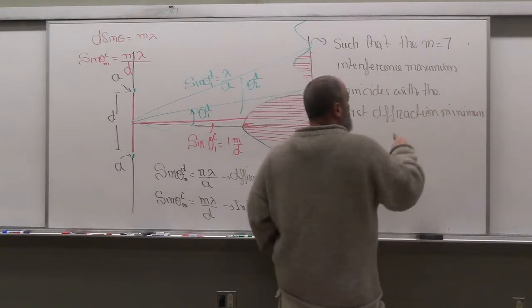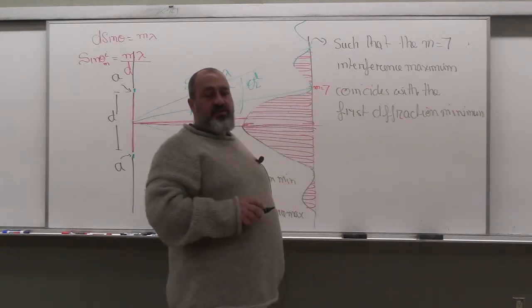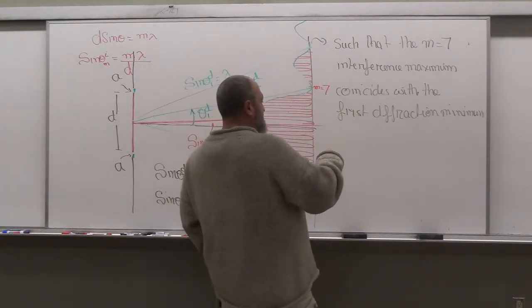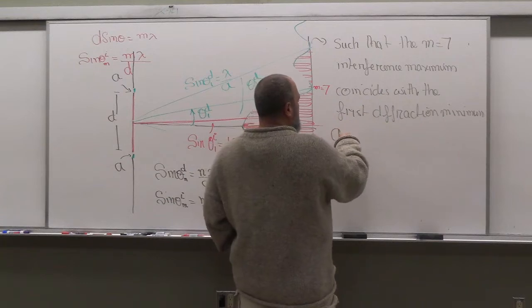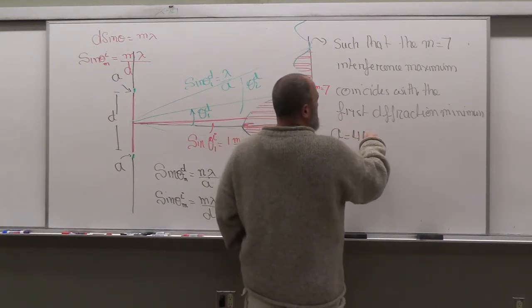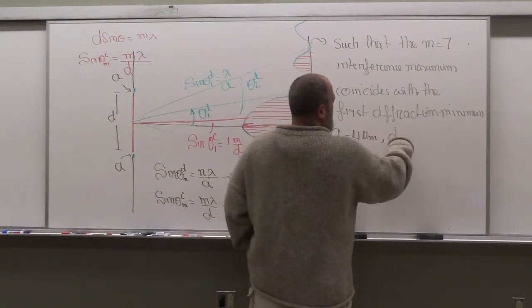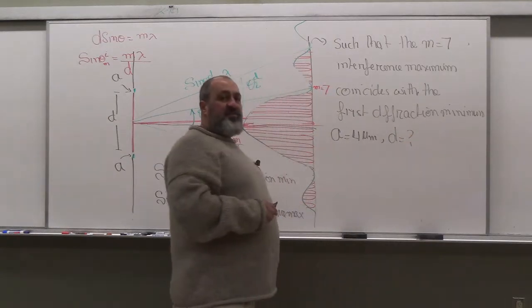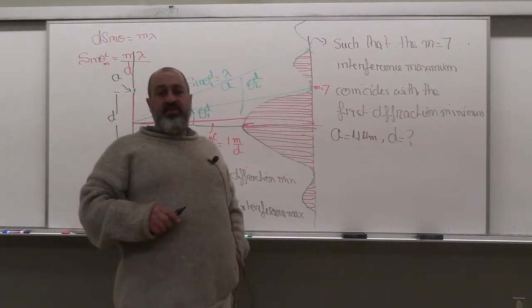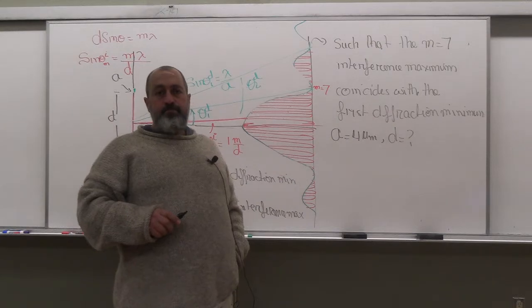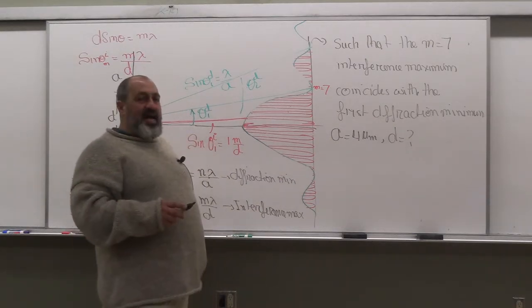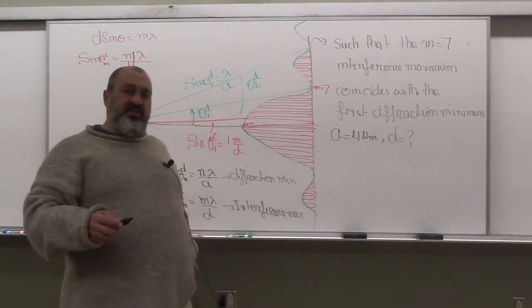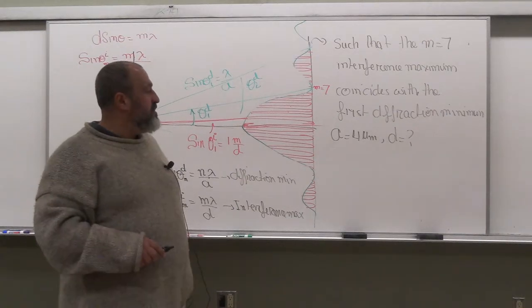Okay, so what is this asking you to do? Let's say slit width A is 4 micrometers. Then what is D? So that's your question. Pause the video now and see if you can find that out on your own. We're not given lambda, we're just given this, so please pause and do that.